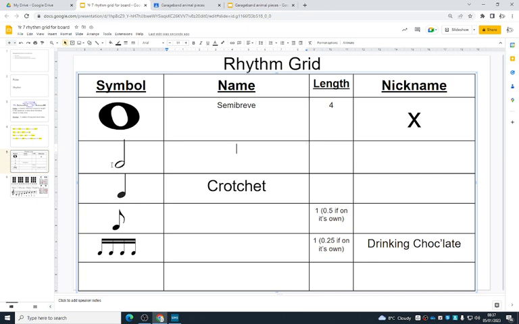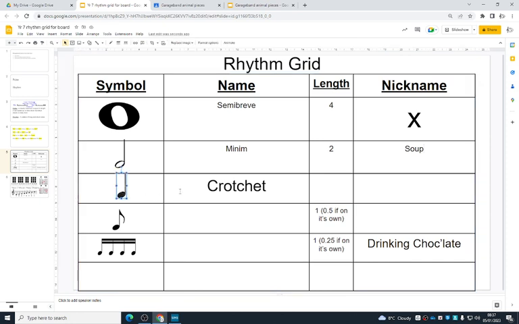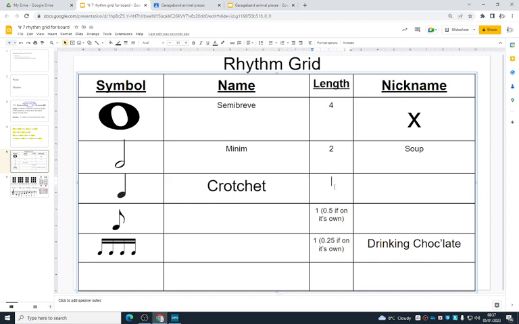The next one down is the same little circle, but it's got a big stick on it, and that is called a minim. It is two beats long, so it goes 1, 2. And its nickname is going to be soup. So soup. The next one down, I've got the same, but it's coloured in, and that is called a crotchet. It is one whole beat long. And the nickname for that is T. It's going to be T, T, T, T. One beat each.